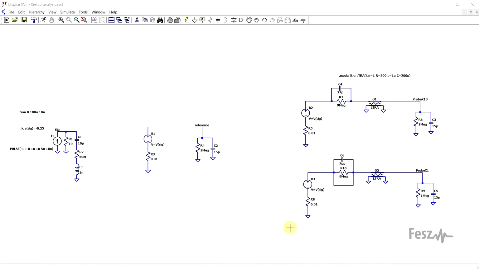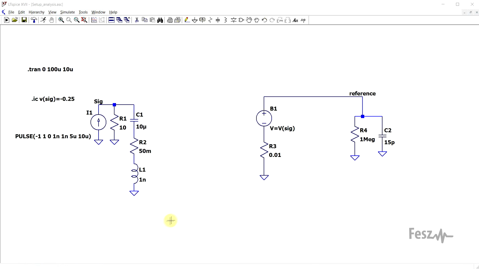To evaluate the various setups, let's analyze these circuits in the simulator. So here, as a reference, I created a waveform similar to what we can expect to be measuring. So I used a current source to charge and discharge a capacitor, and then also added in the series resistance and series inductance.